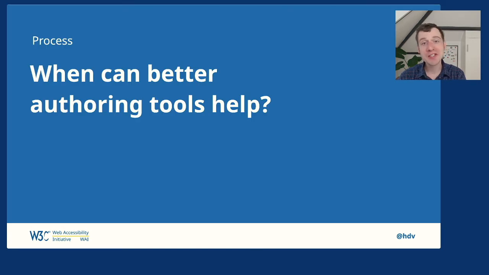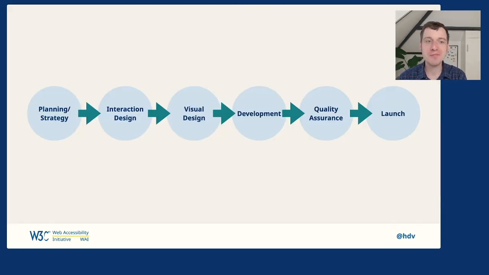Now, I've talked about the standard quite a bit, but I think one of the exciting things about authoring tools that help with accessibility is that they can really help with your process. Let's look now at when in the process authoring tools can help. Now, process is a bit of a tricky subject, I think, because whoever you talk to, depending on their organization, they will have different ways of organizing their projects.